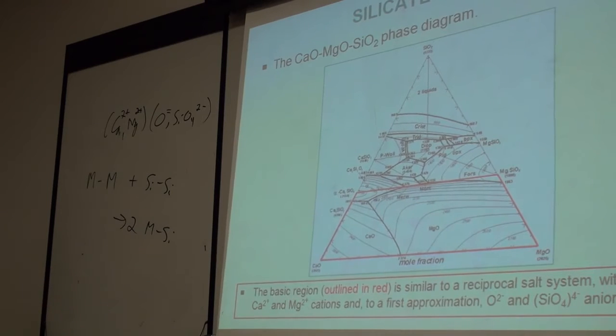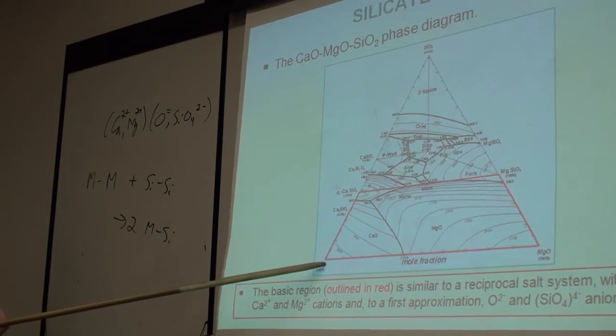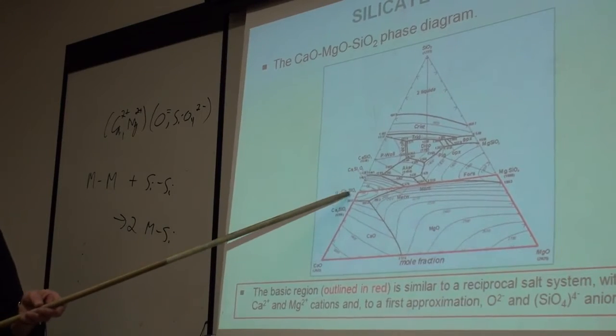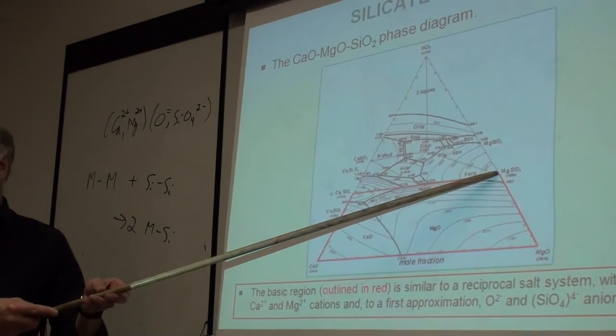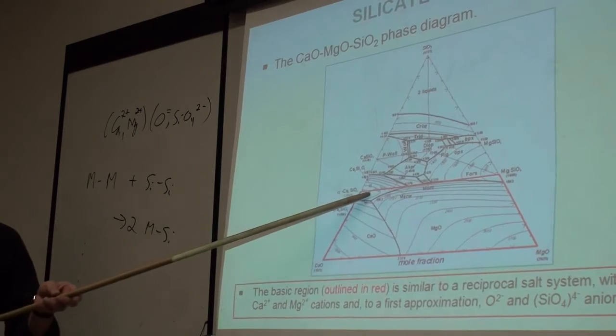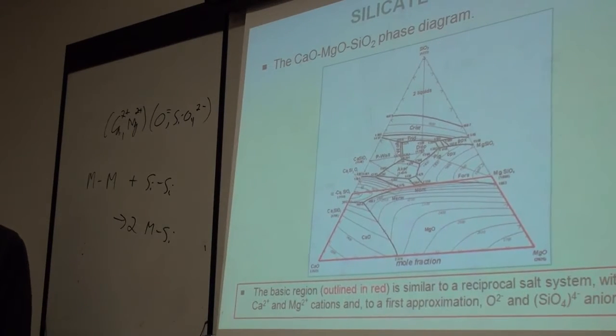This is a quasi-reciprocal system. This is a reciprocal system: calcium, magnesium, oxygen, orthosilicate. So here's CaO, this is MgO, this is Ca2SiO4, and this is Mg2SiO4. These are your four end members of your reciprocal system.